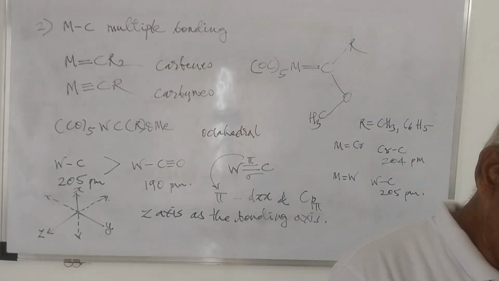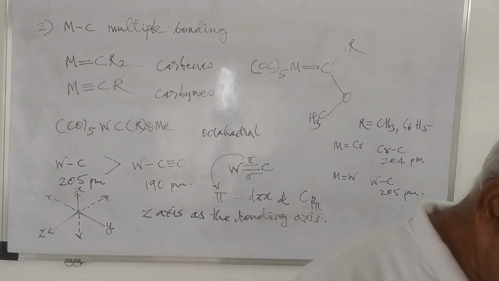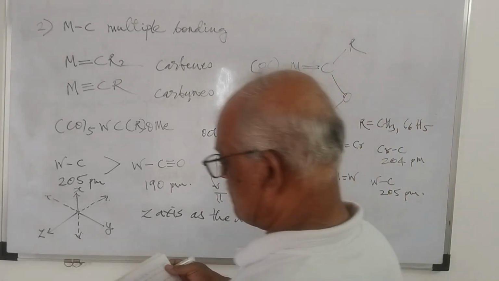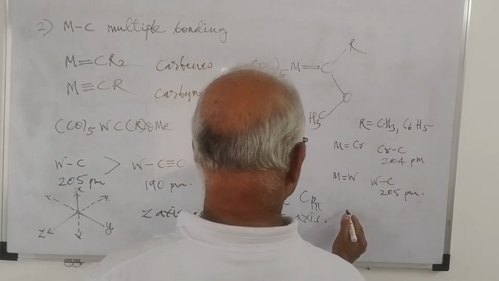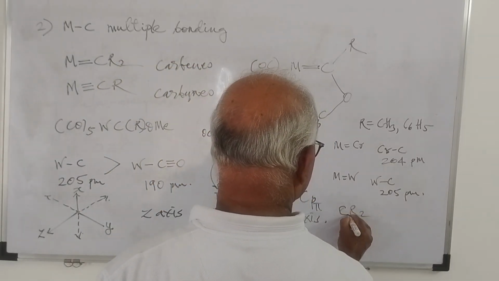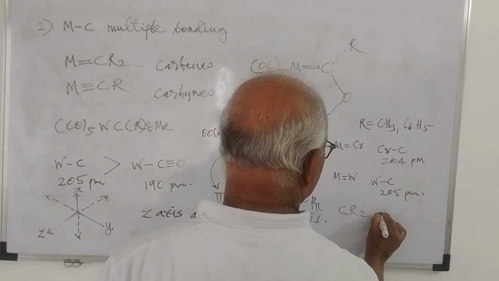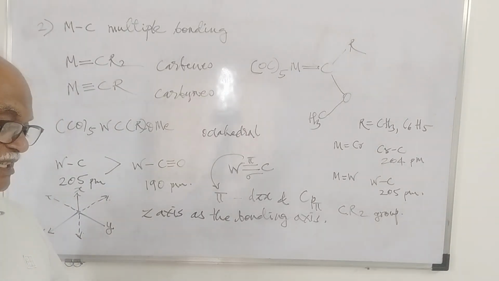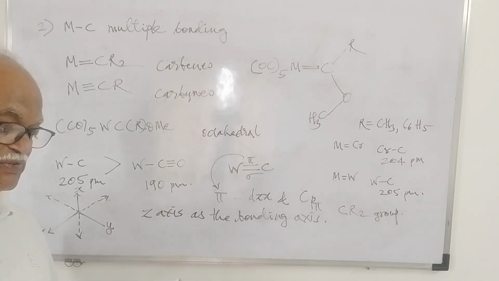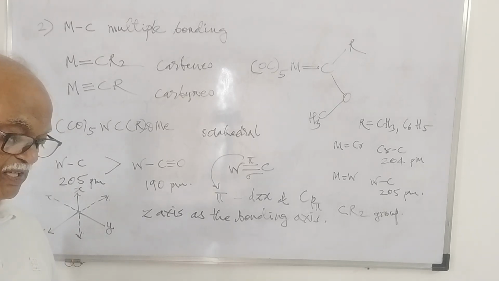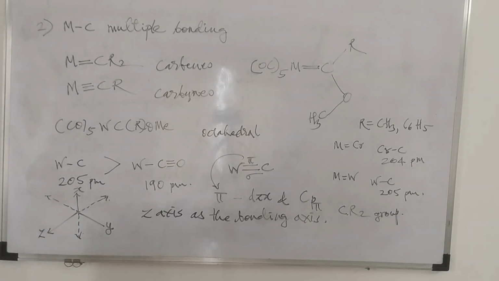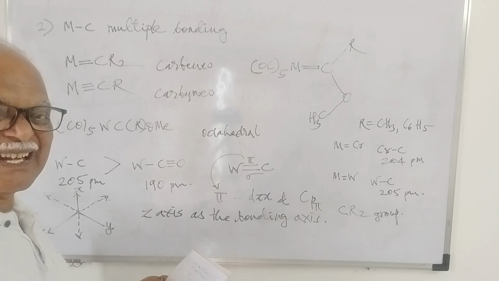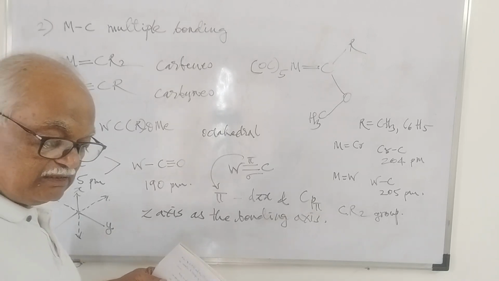So this is one of the important things here. Now the CR2 group is free to rotate, and a range of metal carbenes is known. Now, if we consider another example, a family or range of these compounds, then we can get a variety of examples.